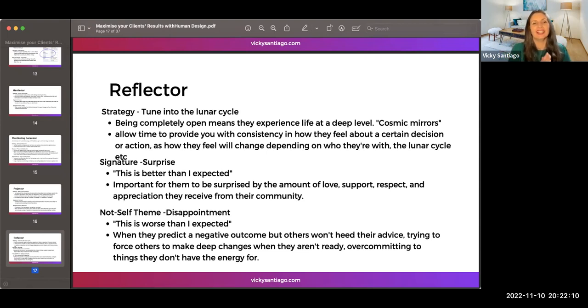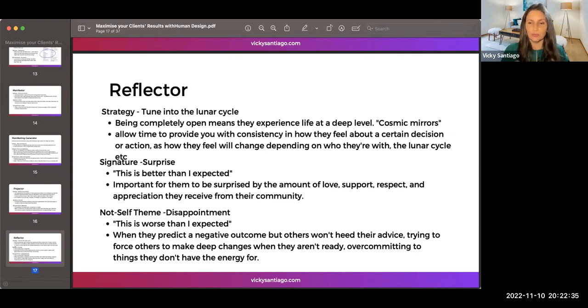Their signature feeling is surprise, and their not-self is disappointment. So this is better than I expected, and this is worse than I expected. Okay, those are the two things to look out for. Now, it's important to know too, reflectors are only 1% of the world. So the chances of meeting one are reasonably rare, but they are amazing, amazing beings.